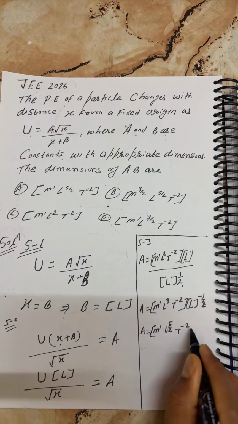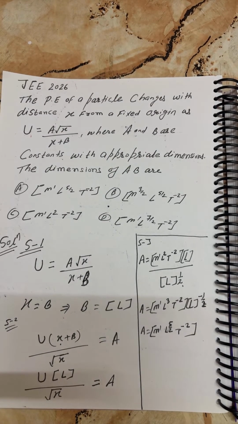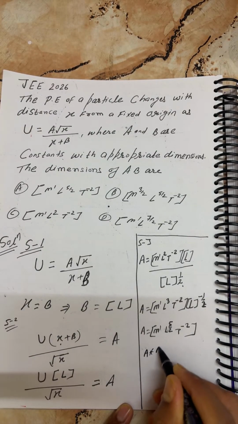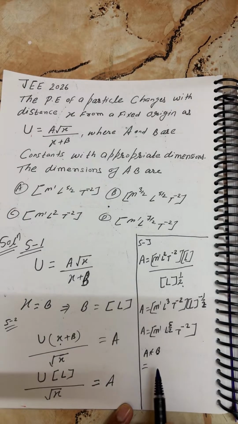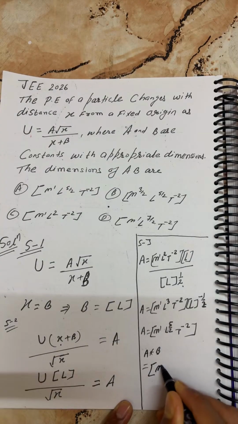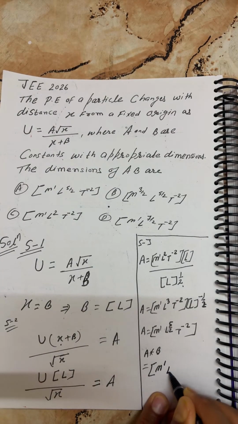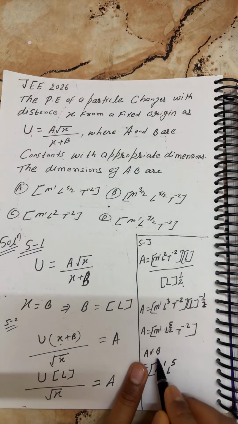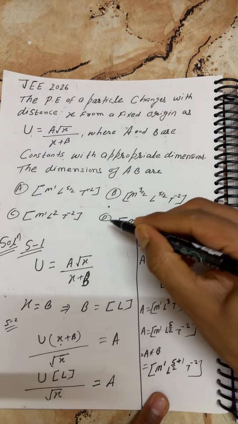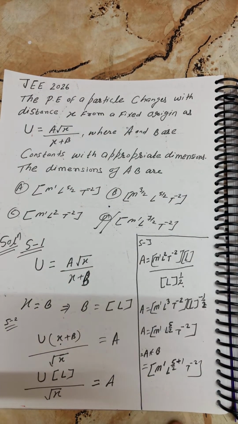So finally, beta, we got the dimension of A, but we wanted to find A into B here. So what can you say? A into B, which is equal to B is what? L only. Okay, wonderful. M1 L to the power 5 by 2 plus 1 here, we can multiply B. So you can say 5 by 2 plus 1, T to the power minus 2. The answer is coming here. Very good, beta, Vedic. Your answer is correct. Option D is the correct answer.